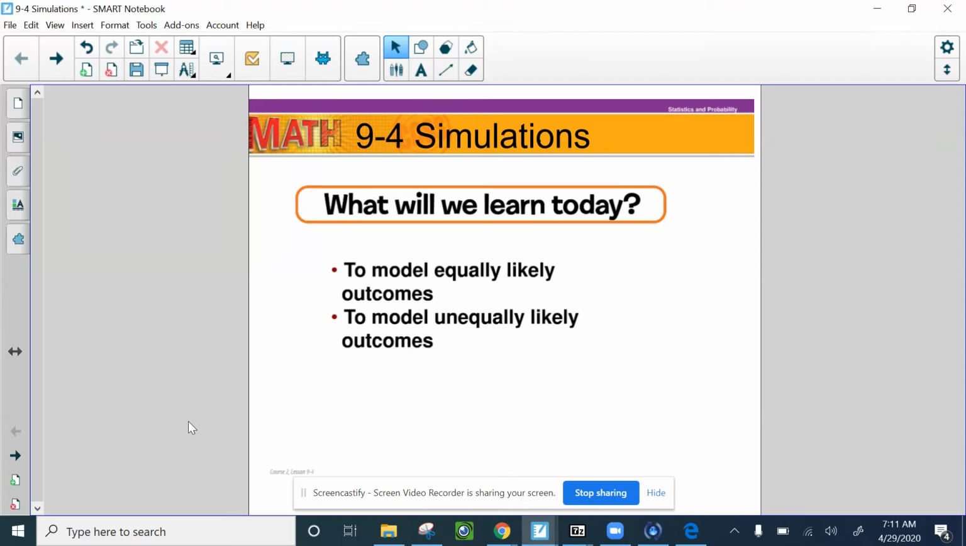We're going to go back to talking about simulations. So today we're going to learn how to model equally likely outcomes and unequally likely outcomes.